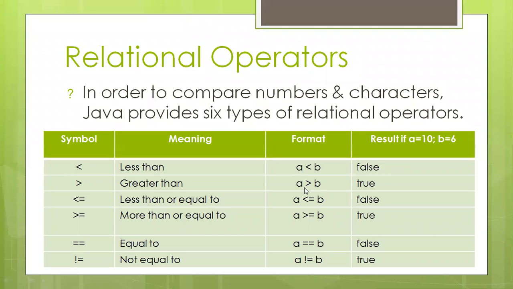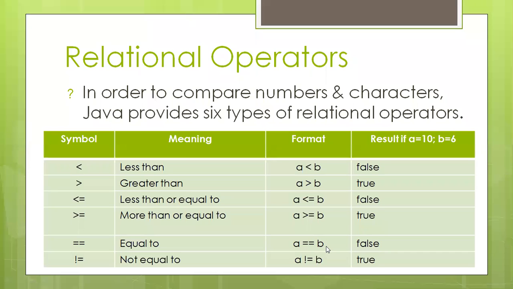A greater than B, 10 greater than 6, condition true. Then 10 less than equals to 6. Obviously, 10 is not less than and not equal, so again this condition will be false. Then A greater than B and equals to. Obviously A is not equal to B, but A is greater than 6, meaning 10 is greater than 6. That's why it is showing you true.